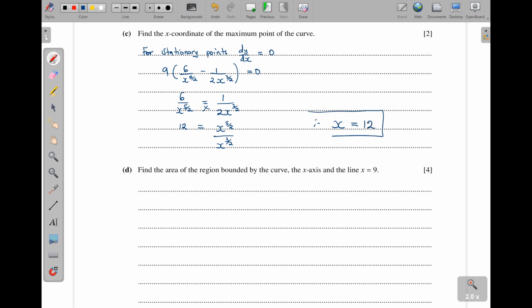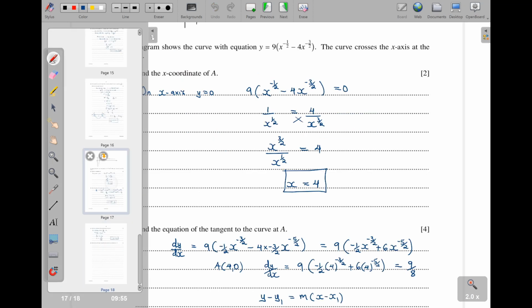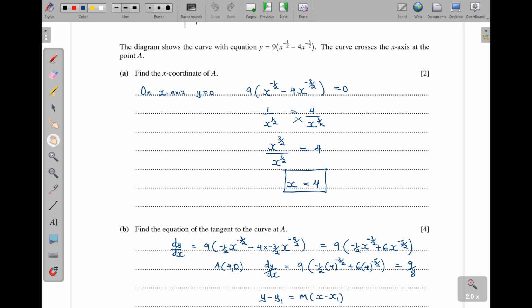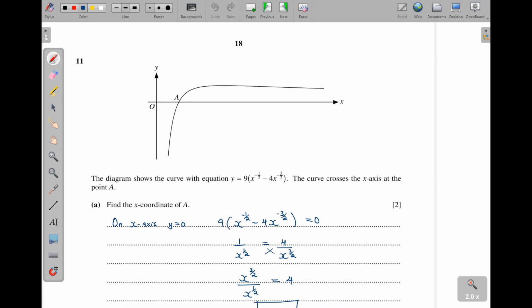As simple as that. And then next part D, find the area of the region bounded by the curve, the x-axis, and the line x is equal to 9. So when we check back here, this is x is equal to 4, and then there is x is equal to 9. So they want this area here. That means I will integrate from 4 to 9 the equation of this curve.